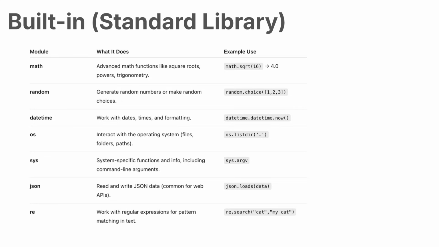If you want to interact with your computer's files and folders, you can use the os module, and the sys module gives you system-specific info, like command line arguments. When you're dealing with data from websites, the json module lets you read and write JSON easily. And if you need to search patterns inside text, the re module handles regular expressions for you. All of these modules are built in, so they save you time and let you do more without writing everything from scratch.